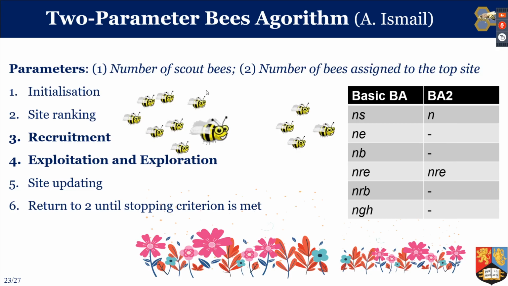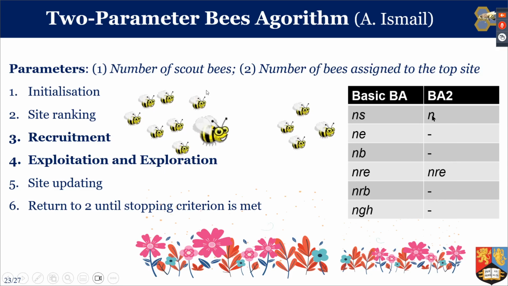And his 2-parameter Bees algorithm follows the procedure of the basic Bees algorithm. So you see initialization, site ranking, recruitment, exploitation, site updating, etc. So it's very similar, in fact, it's the same in terms of the steps as the basic Bees algorithm. There are 2 differences, and they are in the recruitment phase and the exploitation and exploration phase. And as I mentioned, the algorithm only uses 2 parameters.